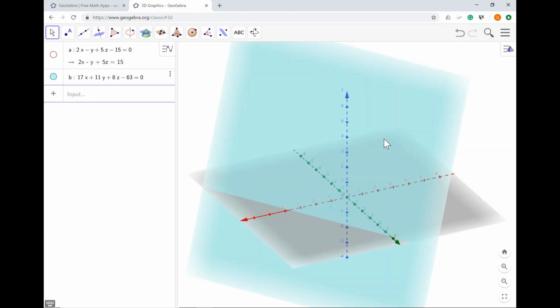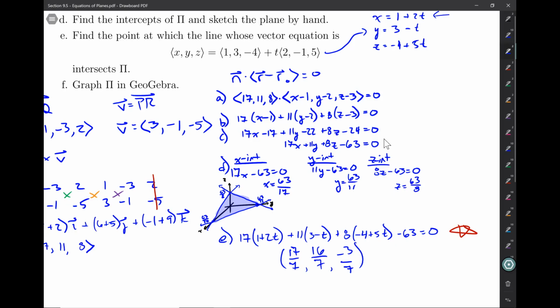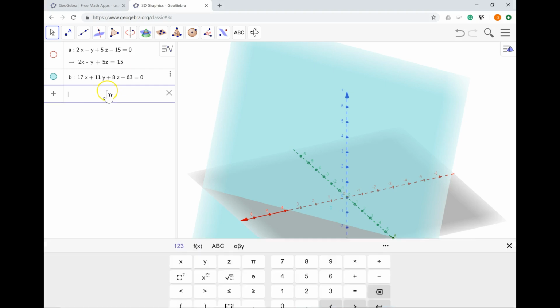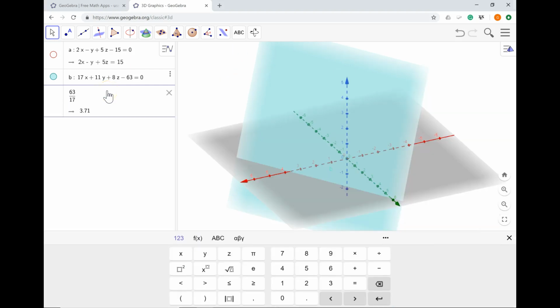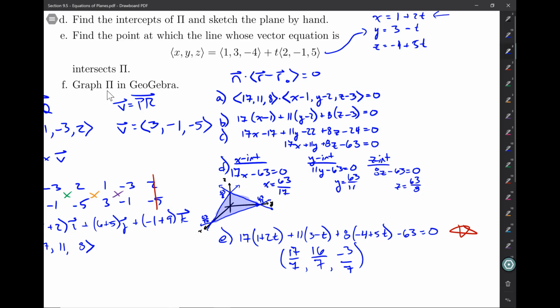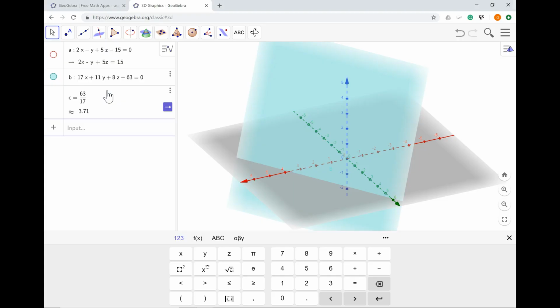We even said that we knew the intercepts of this plane. Just to double check, the x-intercept looks like it's between 3 and 4. And we said the x-intercept here was 63/17. That's definitely between 3 and 4. We said that our y-intercept was 63/11. Oh, it looks like it's a little bit more than 5. That's our y-intercept, down here. So that looks like it makes sense.